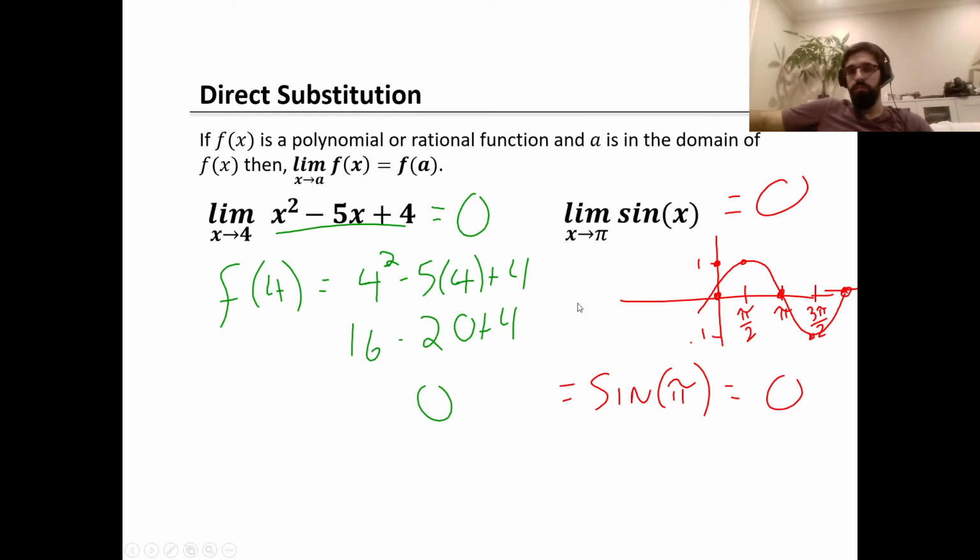in either direction. So if we use direct substitution, we could find the limit as x approaches pi of sine of x by finding sine of pi. So as we can see from our sketch of our graph, sine of pi is 0. So we can conclude that the limit as x approaches pi of sine of x is also equal to 0.